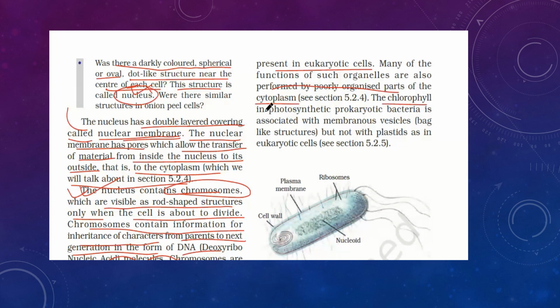The chlorophyll in photosynthetic prokaryotic bacteria is associated with membrane vesicles, that is bag-like structures, but not with plastids as in eukaryotic cells. So, in eukaryotic cells the chlorophyll is associated with plastids, but in the prokaryotic cell, it is associated with certain membranous vesicles. So, let us see the cell structure now.